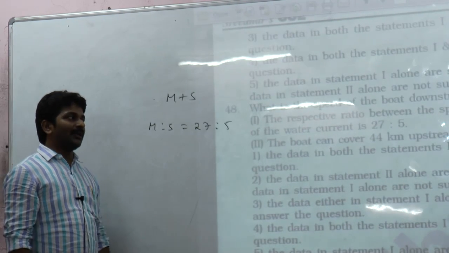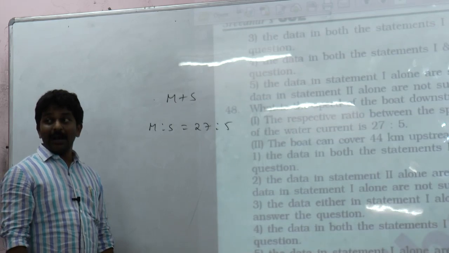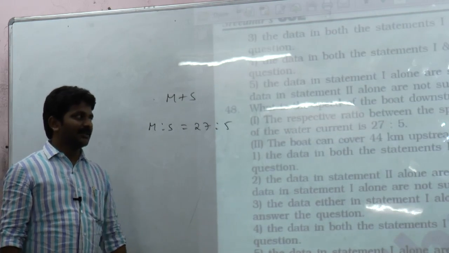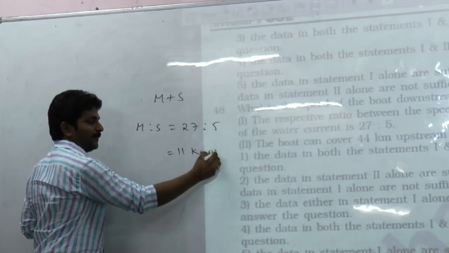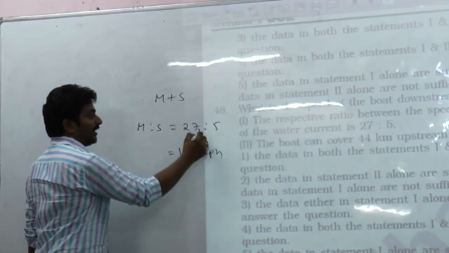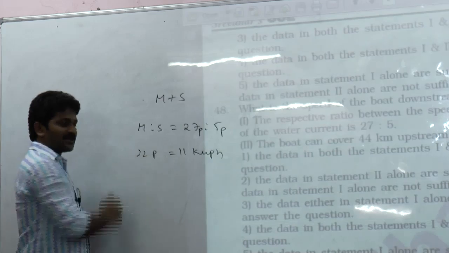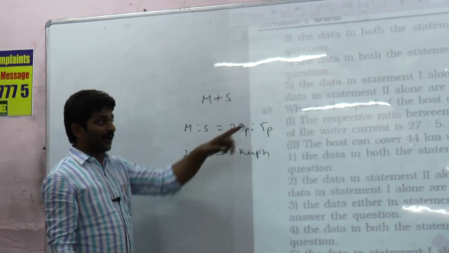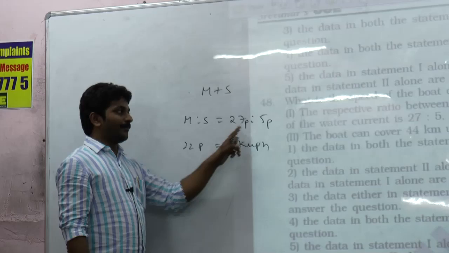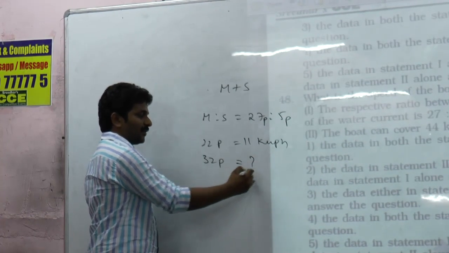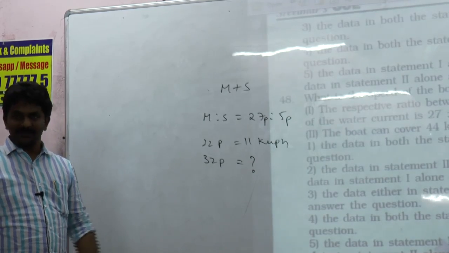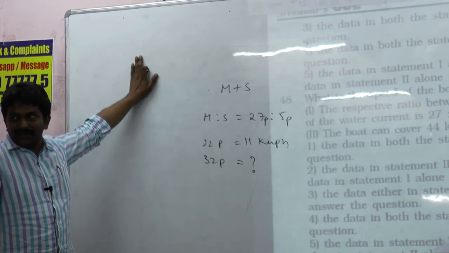Next, the boat can cover 44 kilometers upstream in 4 hours. Upstream, m minus s. In 4 hours, if it can cover 44 kilometers, in 1 hour it will cover 11 kilometers. So upstream speed is 11 kilometers per hour, which is m minus s. In terms of number of parts, that is equal to 22 parts. But you are asked about downstream speed, which is m plus s, meaning 32 parts. If 22 parts is equal to something, 32 parts is equal to how much? Will you get the answer or not? Using 1 and 2, we can get the answer. So both are required.